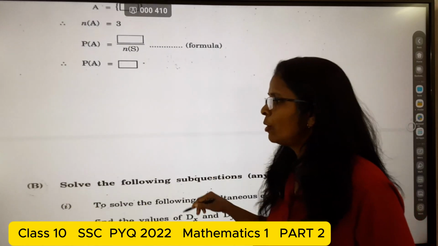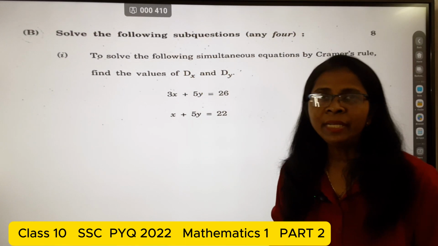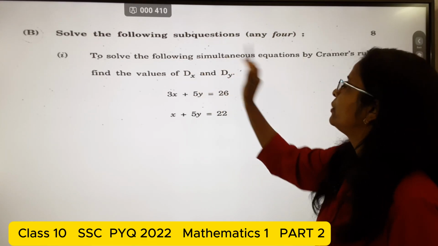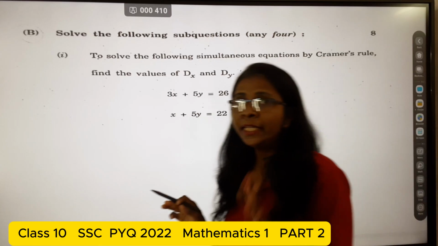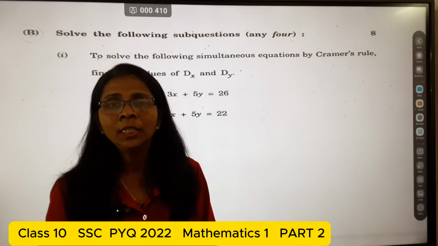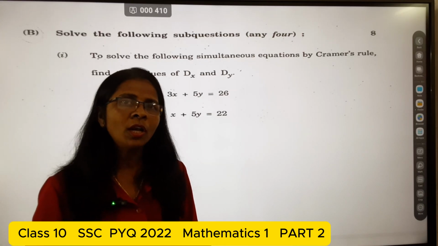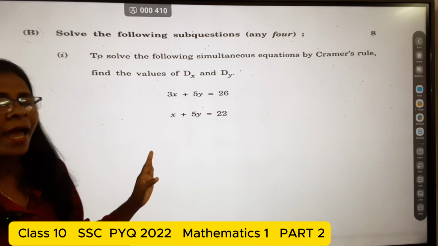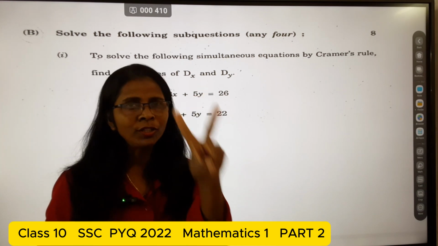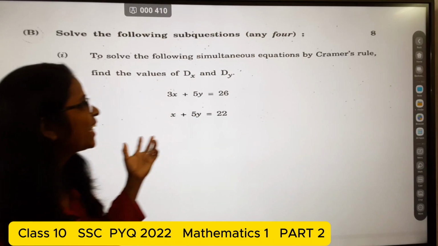Okay, it is very easy, it is an activity based paper. Now come over to the B question, that is the B sub question. Solve the following sub questions, any four. That means there are a total of 5 questions here, and you have to solve 4 questions, students. And each question has 2 marks. So you must get these marks, students. Okay, so let's see what it is.